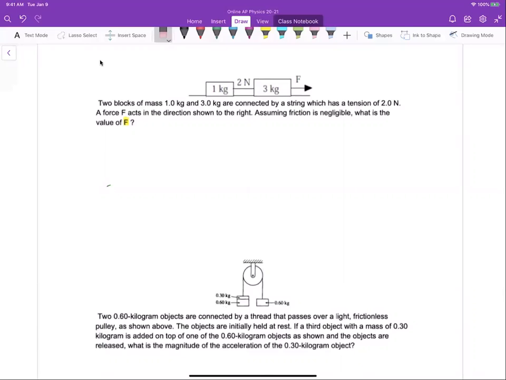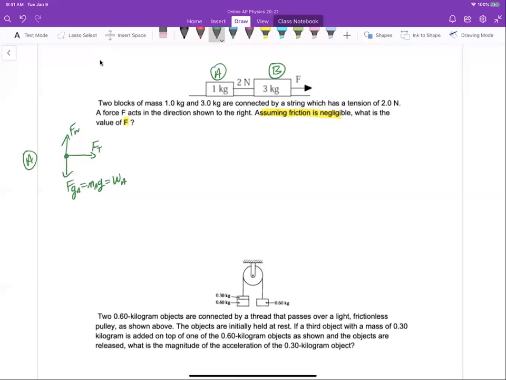So what we need to do is have some labels. I'm going to call this block A and this block B. I'm going to draw a free body diagram on A. Oh, this was really important: no friction. Here's my free body diagram on A. I have the force of gravity acting down on A, which is the mass of A times g, also known as the weight of A. We have the normal force acting up on A, and the force of tension acting on A, which we know is 2 newtons.